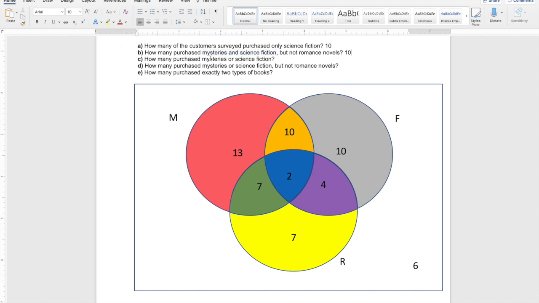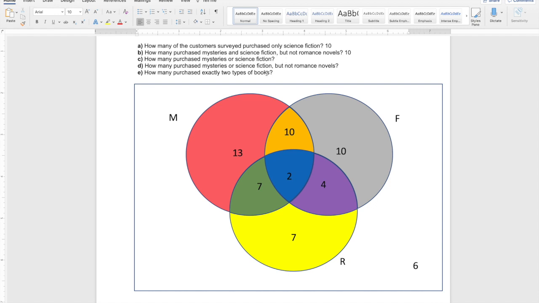C, how many purchase mysteries or science fiction? This question doesn't specify if we want only the people who purchased only mysteries or just the fiction or both, whether they also purchased romance or they didn't. So as long as they had a mystery or a science fiction, we're happy with it. So mystery people are in this circle and fiction people are in this circle, and all of these people fall under this category, mysteries or science fiction.